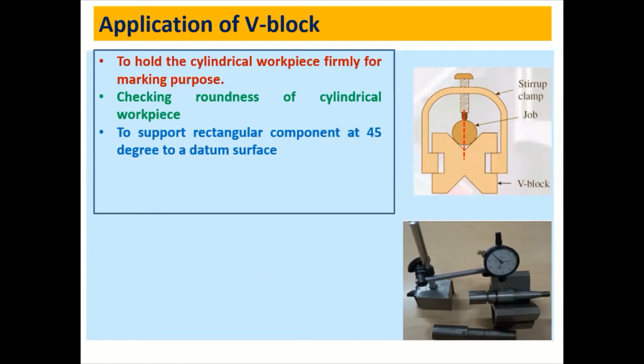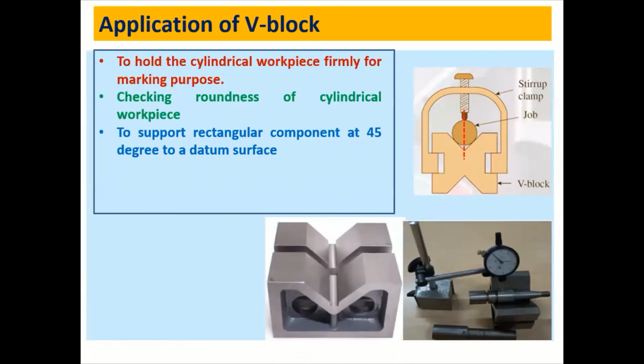To support a rectangular component at 45 degrees to the datum surface. Many times if you place the component directly at 90 degrees, it's a very easy task. But if you want to place it at 45 degrees with respect to the datum surface, with respect to that, we can mount even a rectangular type of component at 45 degrees.